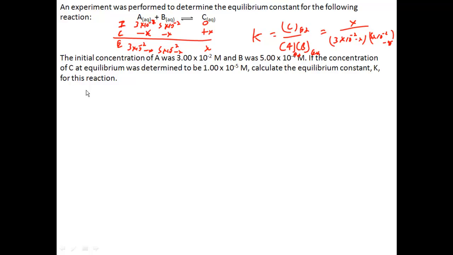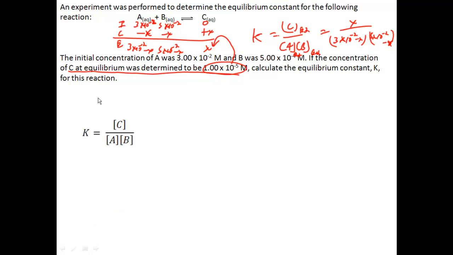Okay? But the problem here is I have an unknown, X. What is X? I need to know what X is to be able to solve for this. Well, is there anything in this problem that allows me to do that? Well, yes. They told me that C at equilibrium was 1 times 10 to the negative fifth. So what is that actually telling me? That is telling me X. It's giving me X. So all we got to do is just plug that in to solve for our problem.